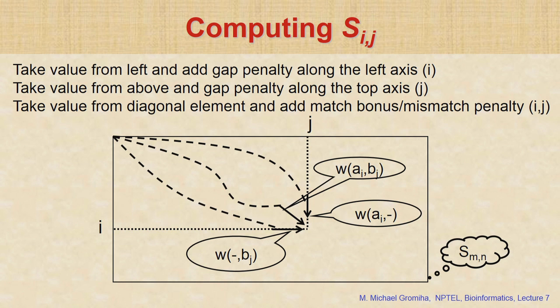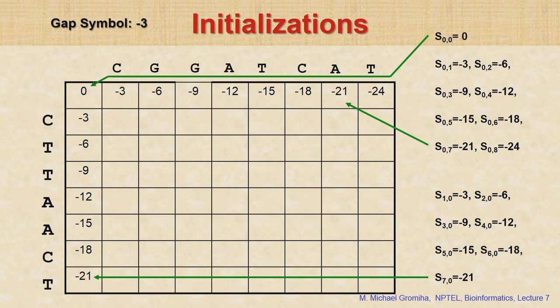So, here take the value from the left and add a gap penalty along the left axis, or take the value from above and add the gap penalty along the y axis, or take the diagonal and add the weight, whether this is a match or mismatch. So, how to do that? First we set the gap symbol to minus 3. We initialize first, so we give minus 3, and if we completely gap, then we give this minus 24, in both directions.